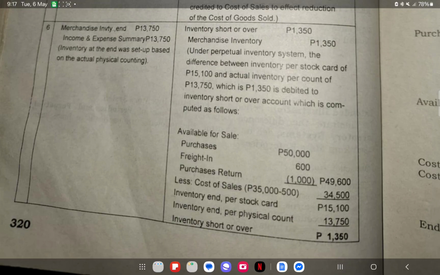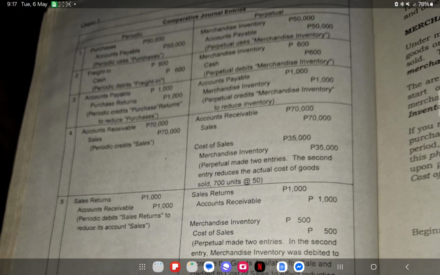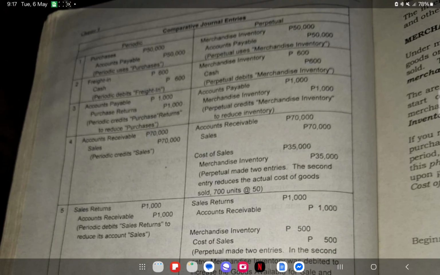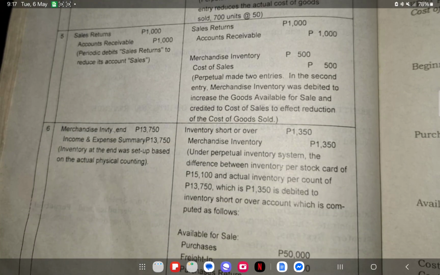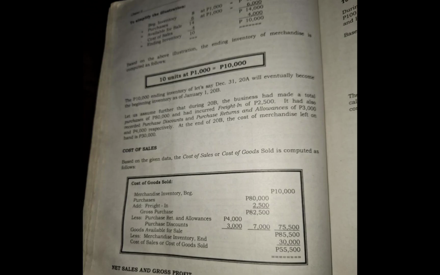Okay, so I think that's all. I hope this is really helpful for the comparative journal entries. Okay, so I'm going to show to you the net sales and the cost of goods sold. Okay, so here's the simplification, simplifying the illustration.